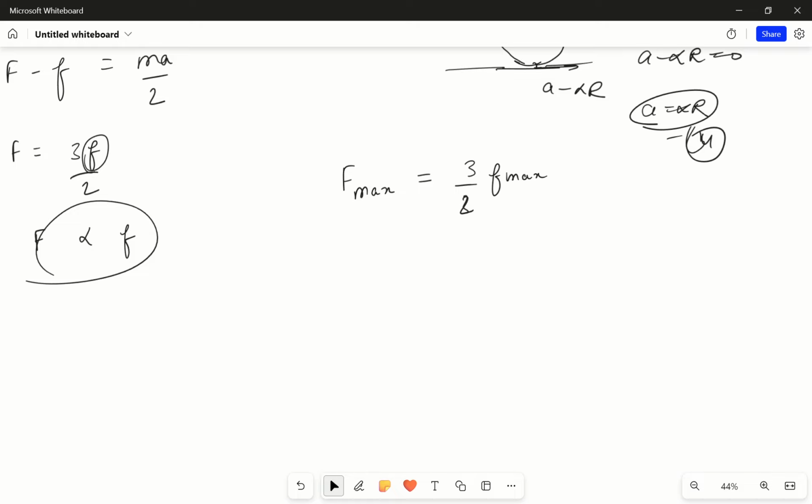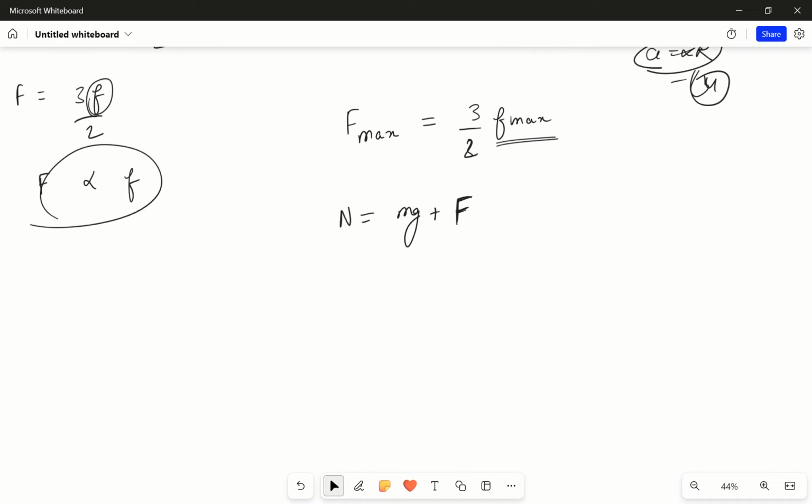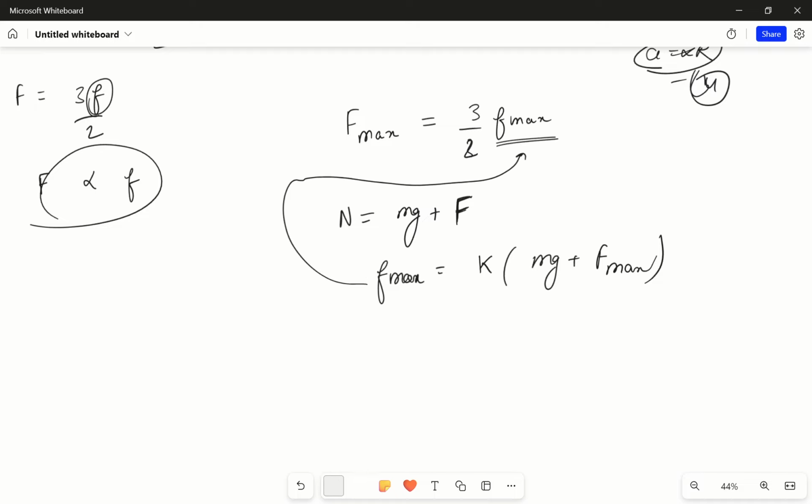Now, how to find small f max? We have the normal force equal to mg plus F, capital F, right? So what would be the friction f max? It would be equal to the coefficient of friction k into mg plus F max, right? This would be the equation. This would be the maximum friction force. So substitute this friction force in this equation.